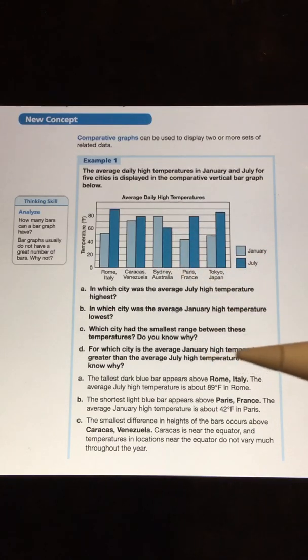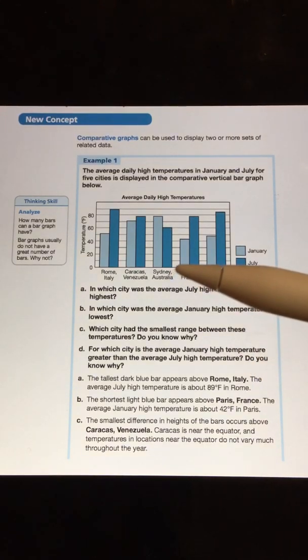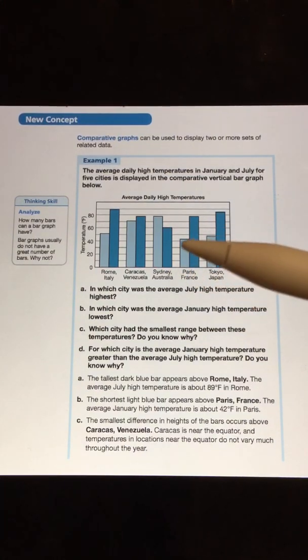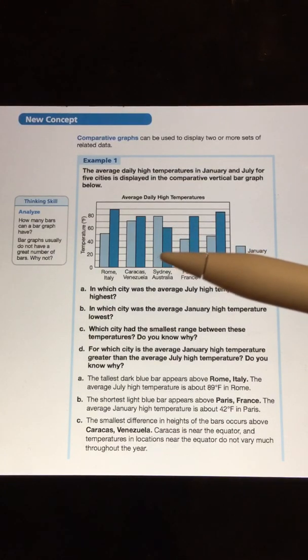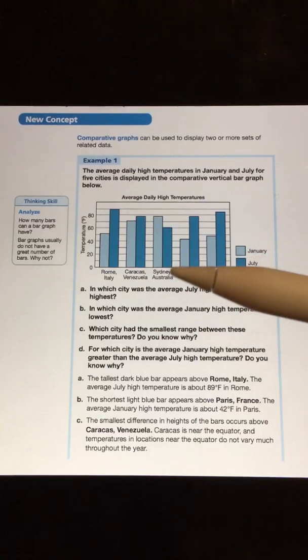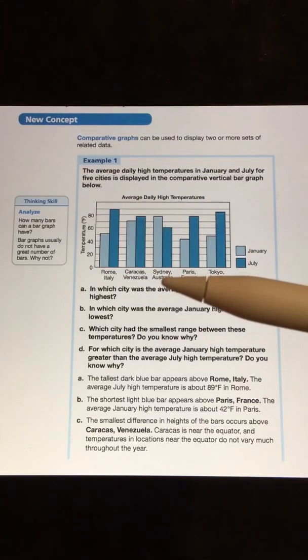Our next question, D: in which city is the average January high temperature greater than the average July high temperature? Sydney, Australia is the answer, because Sydney is warmer in January than it is in July because it is south of the equator. So January is in the summer and July is in the winter.